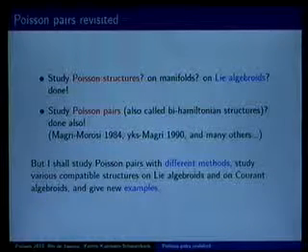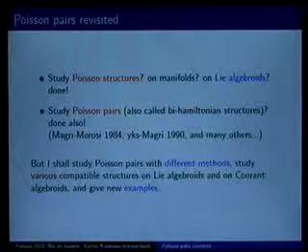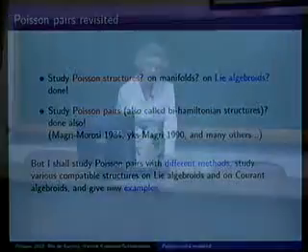But what I want to do today is to study pairs of compatible Poisson structures and other various compatible structures on algebroids, also, I hope, on Courant algebroids, with different methods, and give new examples.